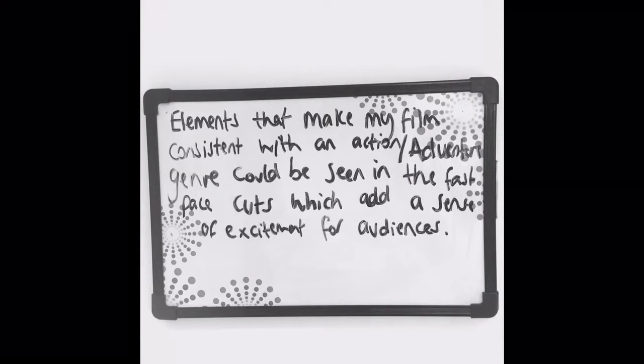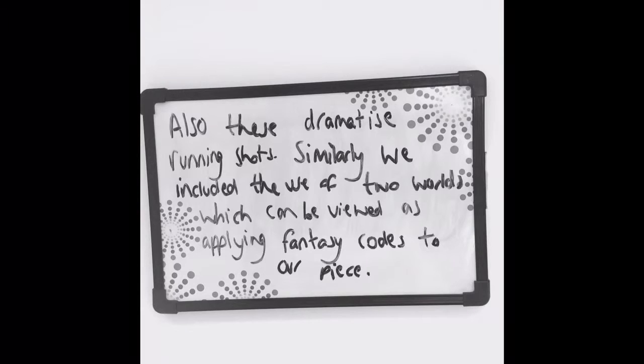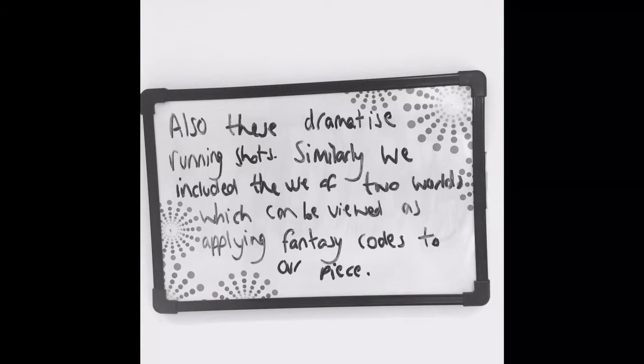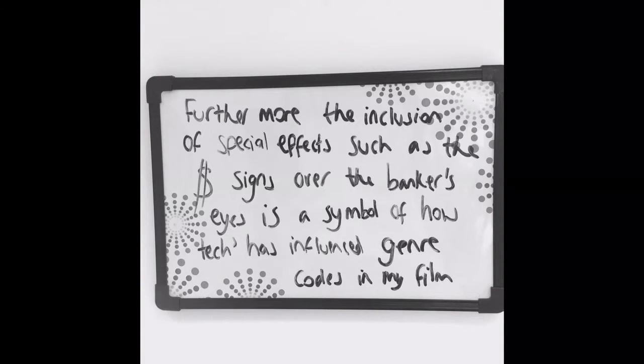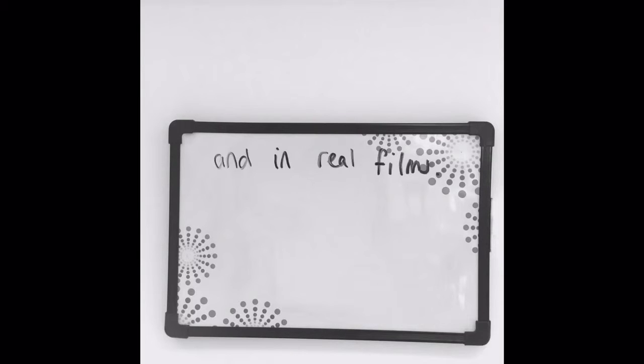Elements that make my film consistent with the action-adventure genre could be seen in the fast-paced cuts. This adds a sense of excitement for audiences, and also these dramatise the running shots. Similarly, we've included two worlds which can be viewed as the fantasy codes to our piece. Furthermore, the inclusion of special effects such as the dollar signs over the banker's eyes is a symbol of how tech has influenced genre codes in my film and in real films, as technology has advanced over the years.